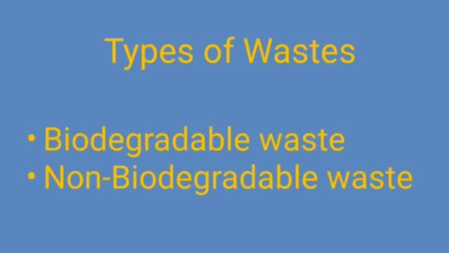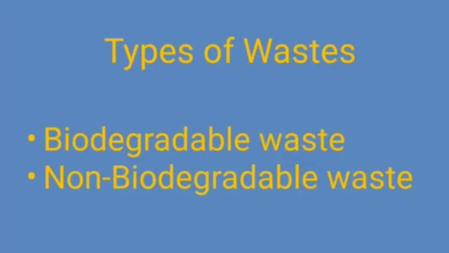So first of all, you have to decide which type of waste is there, biodegradable waste or non-biodegradable waste. After that, you can segregate these two types of waste. For example, fruit and vegetable peels are biodegradable waste. Then paper is also biodegradable waste. Then gunny bags, then cotton clothes, these two are also biodegradable waste.